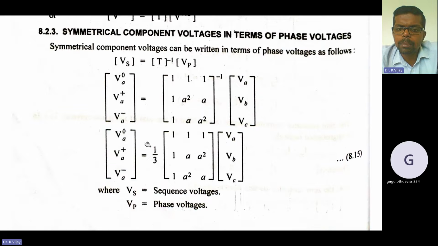But in the exam, don't simply write like this, because sometimes there are 5 marks. If 2 marks are asked, you can write like this. Nothing wrong in that, because for 2 marks it would take too much time. So if 2 marks are asked, you can directly convert this matrix like that. But in a 5 mark question, you should not make this mistake. Here, Vs is nothing but sequence voltage and Vp is nothing but phase voltage.